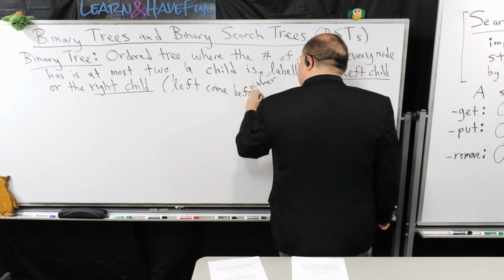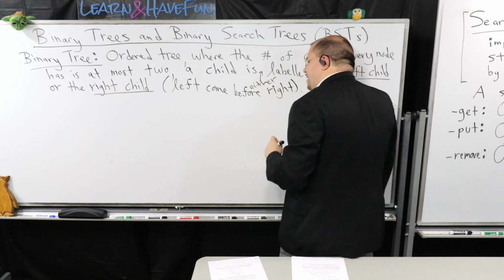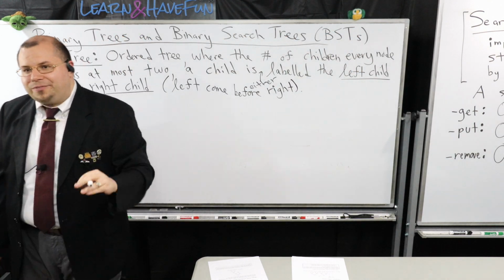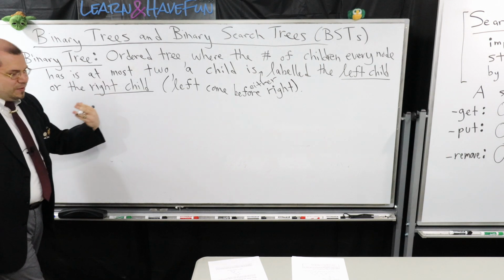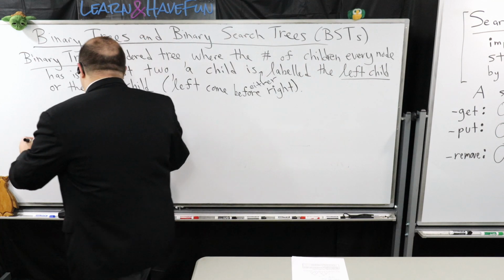But let me get back: left comes before right. So that's what makes it an ordered tree, the fact that we label the children left and right, and left comes before right. I'm going to show you an example of such a thing.